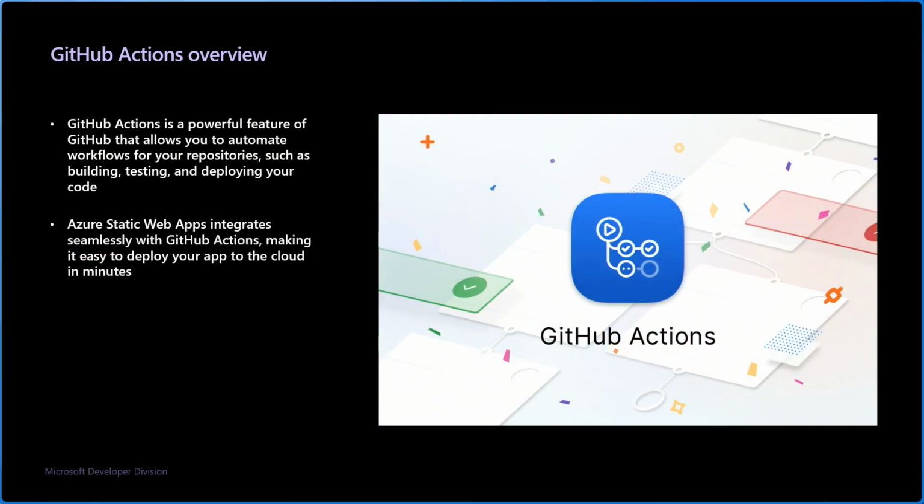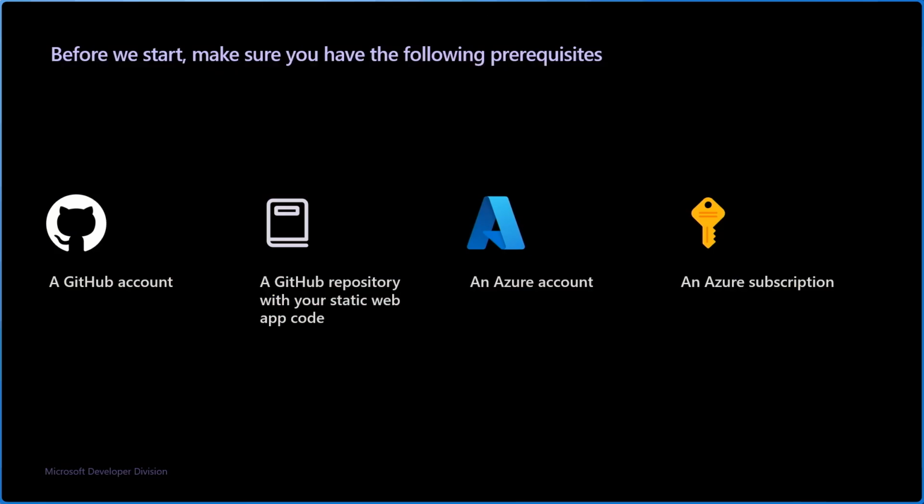Today, I'm going to use GitHub Actions to deploy my app. GitHub Actions is a powerful feature of GitHub which allows you to build this automated workflow for your repositories, so that building, testing, and deploying your code is as easy as pushing to the GitHub repository. Azure Static Web Apps has a really great integration with GitHub Actions, making it easy to deploy your app to the cloud in minutes. So before we begin, there are some prerequisites that we will need.